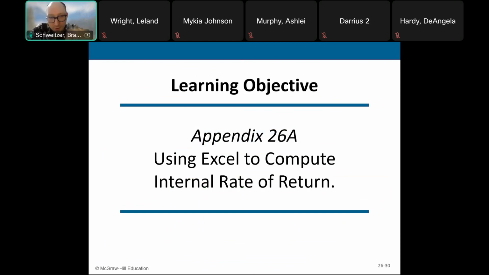Excel is an awesome tool to use when it comes to things like net present value, internal rate of return, accounting rate of return, even figuring out unequal cash flows. Excel is super powerful in this.